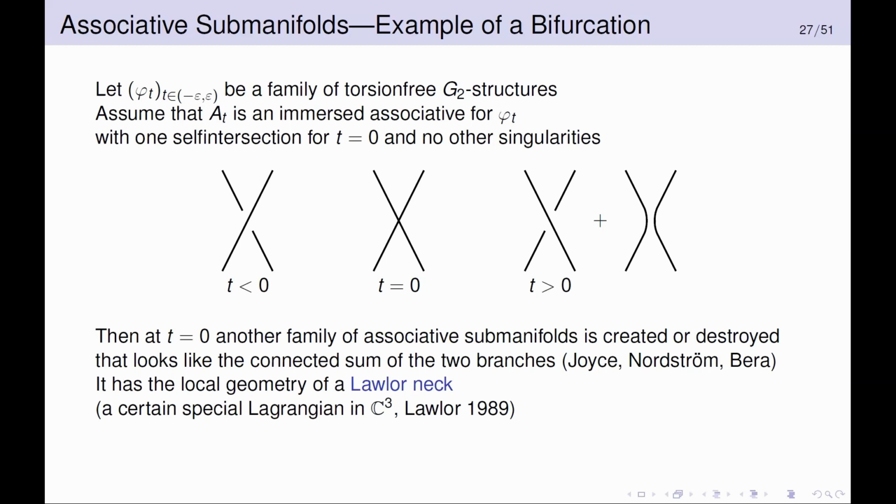That has been, I think, conjectured by Joyce, worked out by Nordström and Barbosa. And we even know what the local geometry of this thing is. It's supposed to look like a Lawlor neck. That's a special Lagrangian in C3 that was found by Lawlor in 1989. So, yeah, how does this relate?